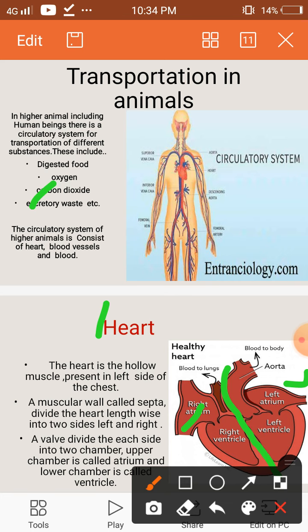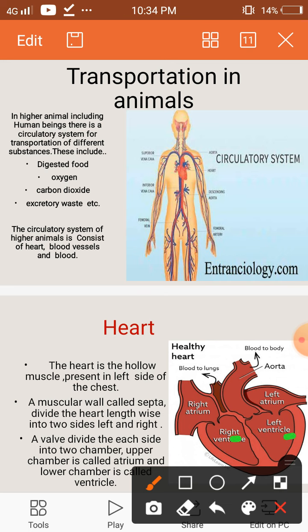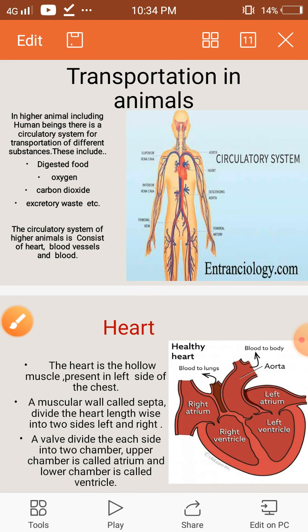A valve divides each side into two chambers. The upper chamber is called the atrium, and the lower chamber is called the ventricle. Thus, there are two atria and two ventricles. So, the heart of a human being is known as the four-chamber heart.